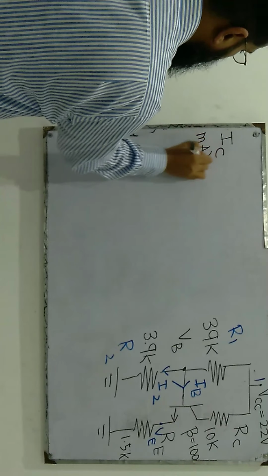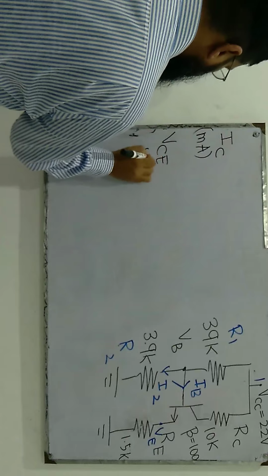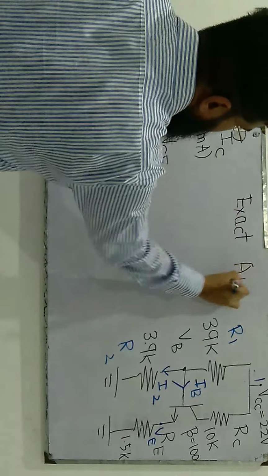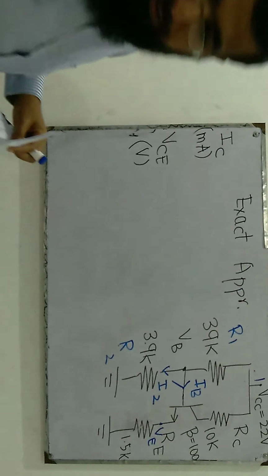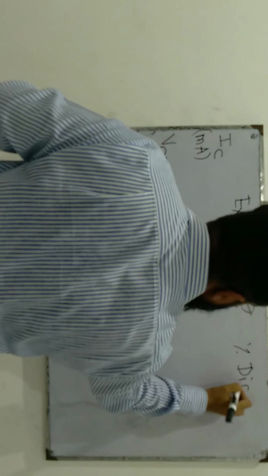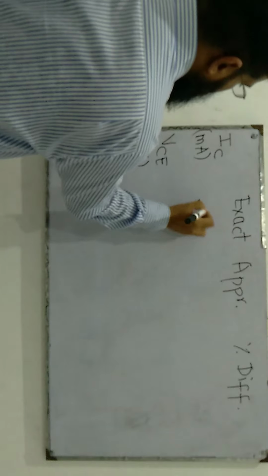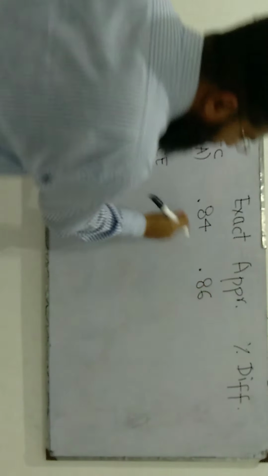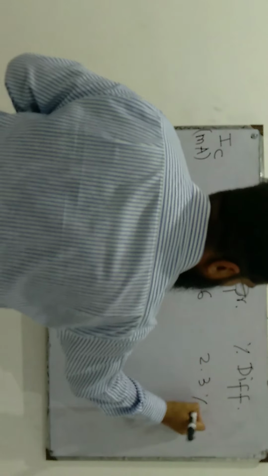IC in milliamperes, VCE in volts, using exact analysis, using approximate analysis, and the percentage difference. Using exact analysis, the answer we have already computed is 0.84. Using approximate, this is 0.867. So it's not very different. There is only a 2.3% change.